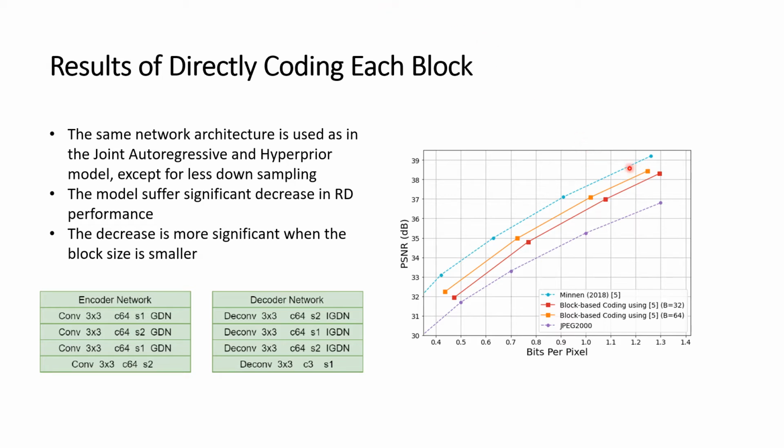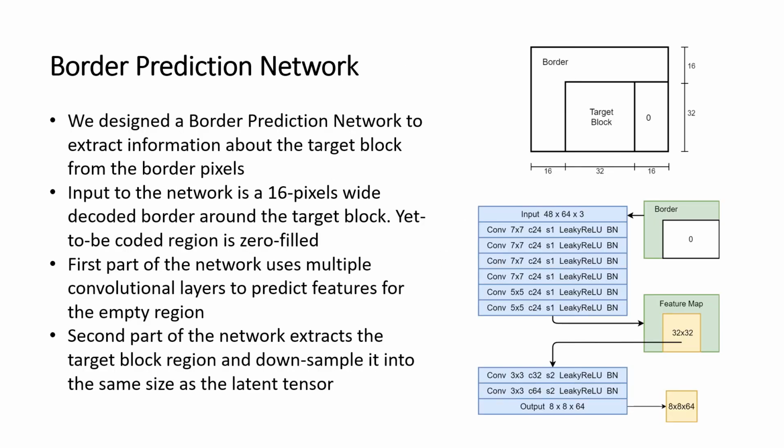In this figure, we show the decrease in performance when we code in small block sizes. We tested two different models, one using a block size of 64 and the other using a block size of 32. The decrease in performance is more significant when the block size becomes smaller. We think that this is because spatial redundancy across the image cannot be fully utilized when the block becomes very small.